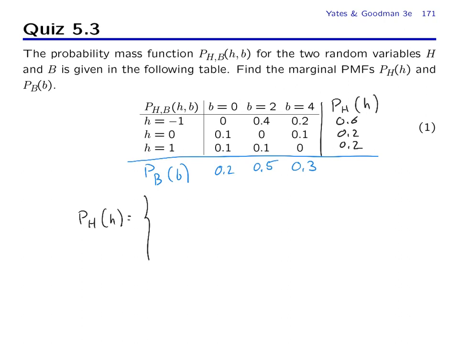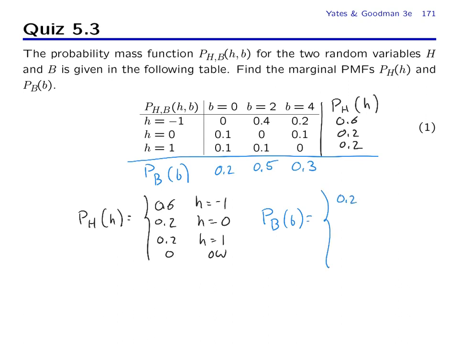If you want to be completely precise, we write out these PMFs explicitly. PH of h is 0.6 at h equals -1, 0.2 at h equals 0, 0.2 at h equals 1, 0 otherwise, and PB of B is equal to 0.2 at B equals 0, 0.5 at B equals 2, and 0.3 at B equals 4.